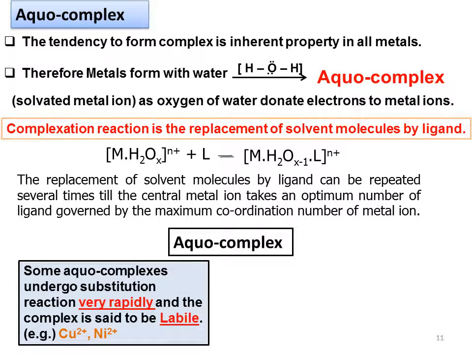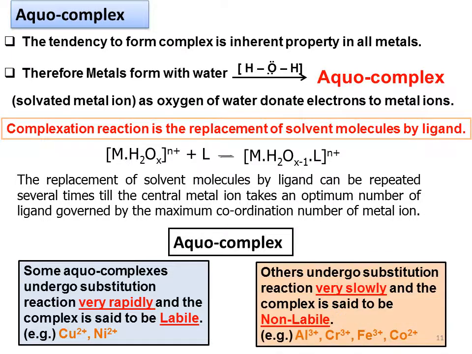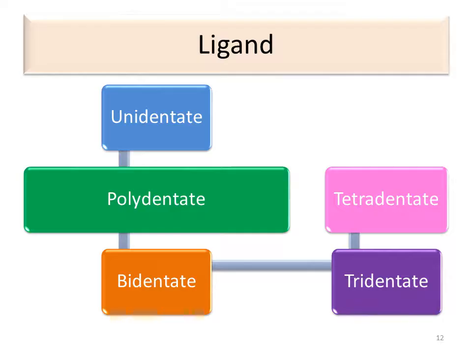So the aqua complexes could be divided into labile or inert, non-labile. Some aqua complexes undergo substitution reaction very rapidly, and the complex is said to be labile, for example, copper and nickel. Others undergo substitution reaction very slowly, and the complex is said to be non-labile, such as aluminium, chromium, ferric, and cobalt.